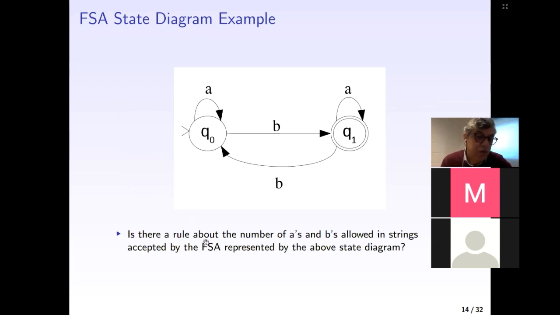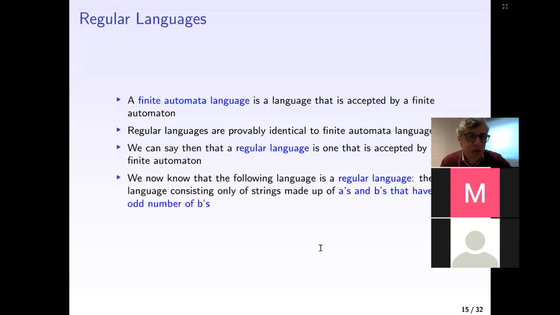And in the other direction, if you have a regular language, you can have a finite automata for that to accept or reject the strings. We can say then that a regular language is one that is accepted by a finite automata. So a regular language is one that a finite automata accepts. We know now that the following language is a regular language.